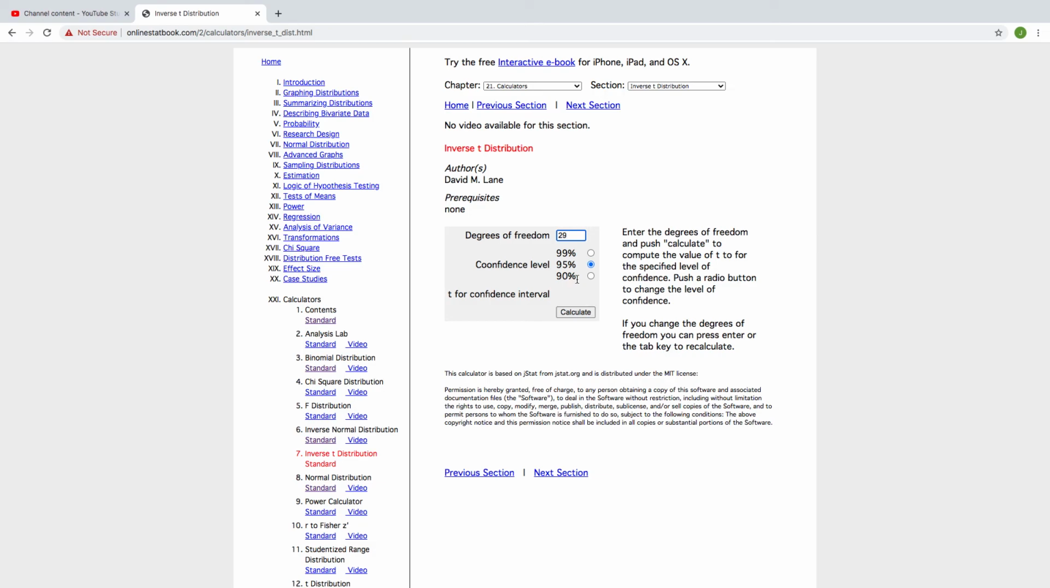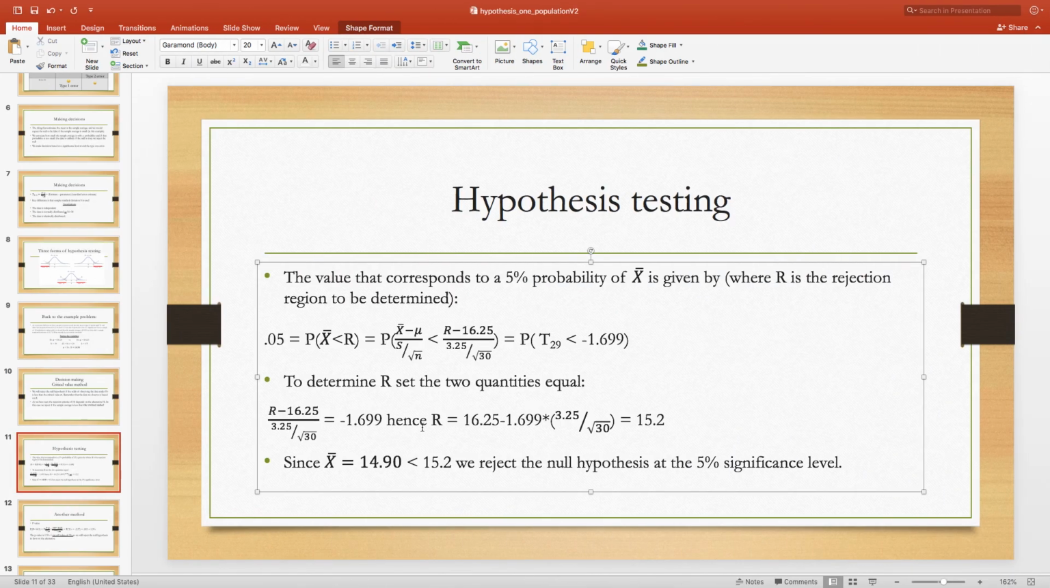The confidence level that you're going to choose is the one that is double. I want 5% in each tail, so that means 90% is in between. When you're doing hypothesis tests that are one-sided, you have to double alpha. Alpha was 5%, and 100 minus 2 alpha gives me 90%, and that gives me 1.699. That's how I determine that value.